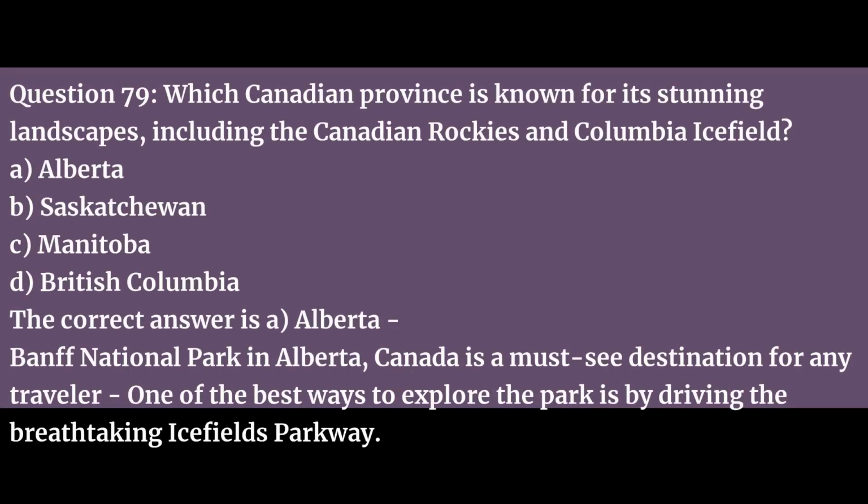Question 79. Which Canadian province is known for its stunning landscapes, including the Canadian Rockies and Columbia Icefield? A. Alberta. B. Saskatchewan. C. Manitoba. D. British Columbia. The correct answer is A. Alberta. Banff National Park in Alberta, Canada is a must-see destination for any traveler. One of the best ways to explore the park is by driving the breathtaking Icefields Parkway.